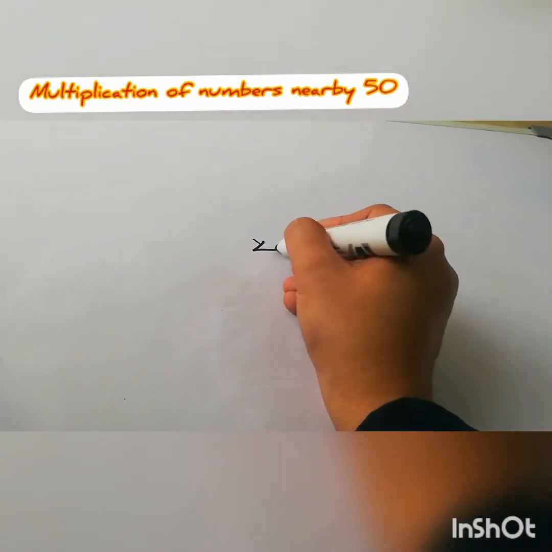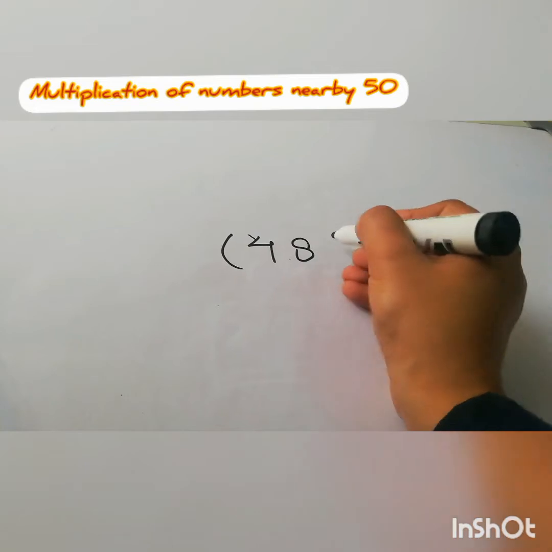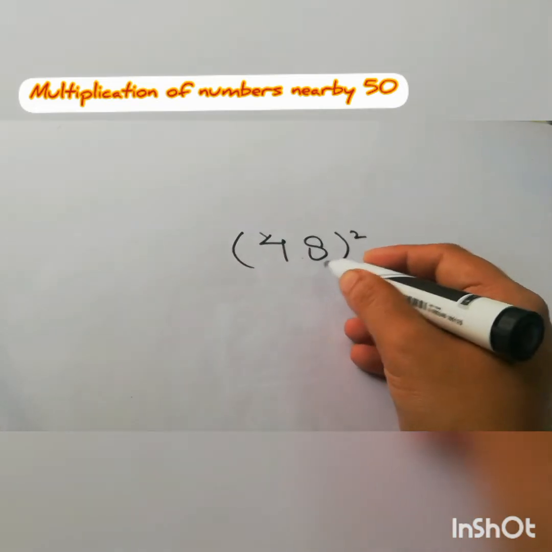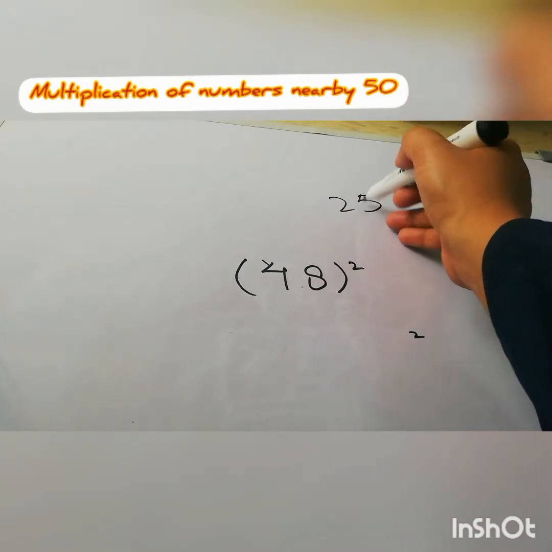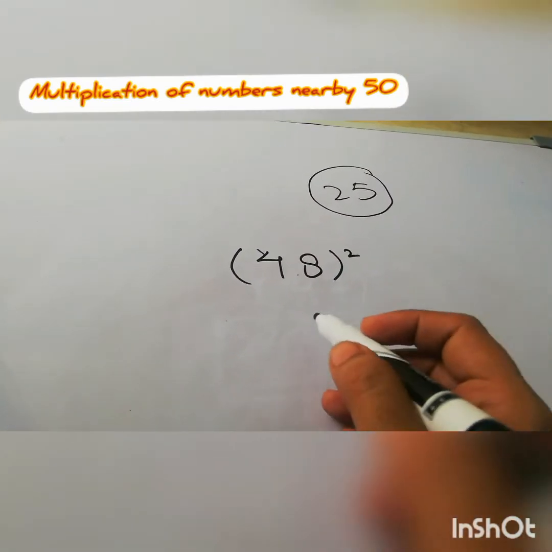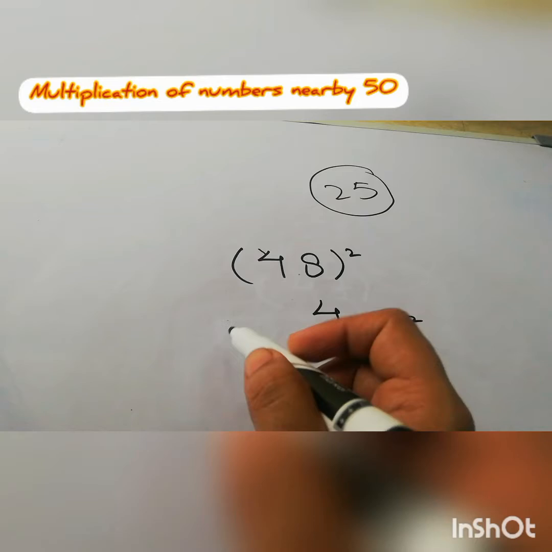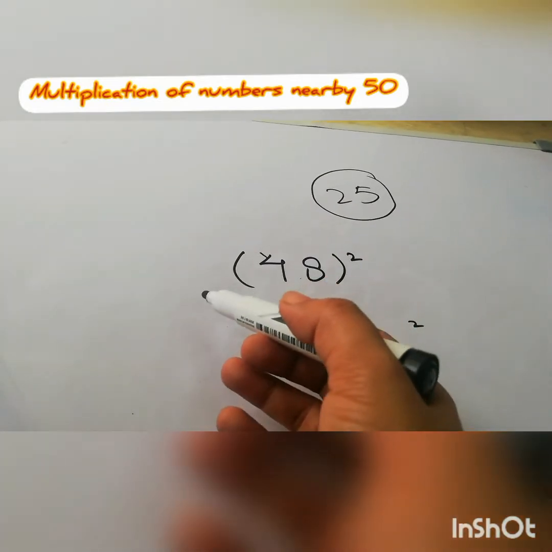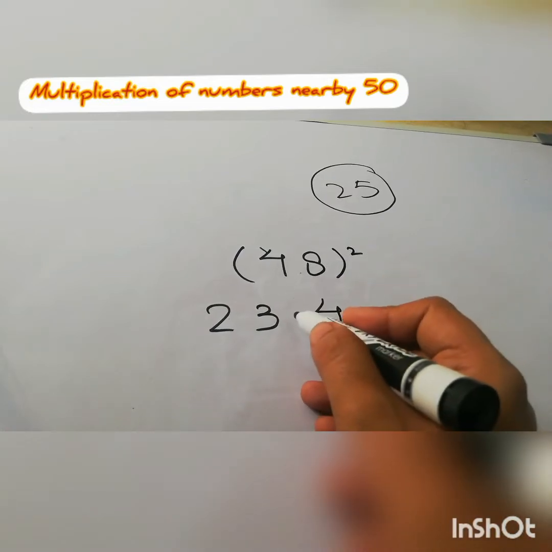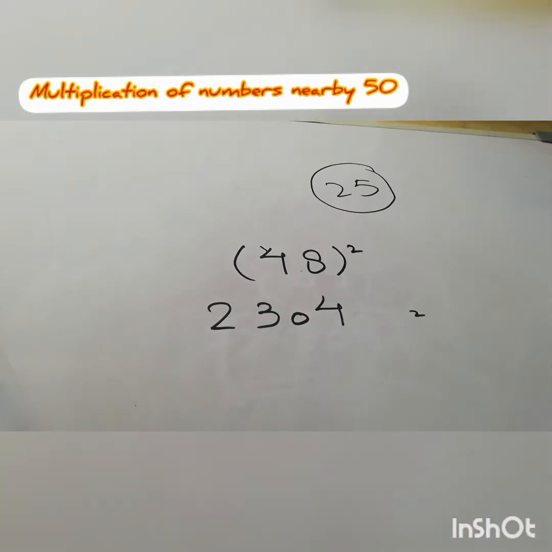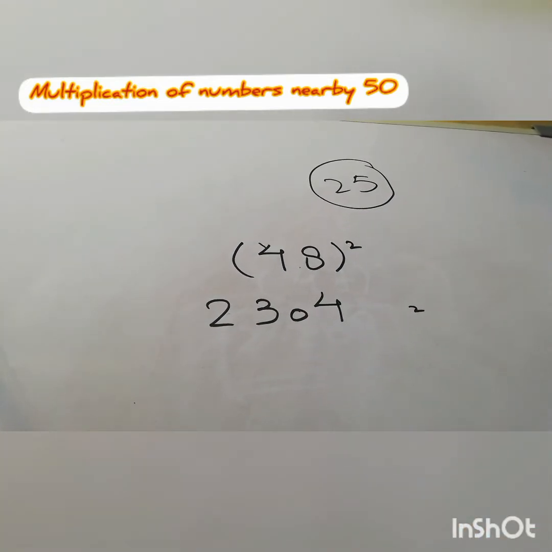Let us apply the same trick on number 48. You see that 48 is 2 less than 50 and 25 is already fixed in your mind. What I will do, I will write the square of 2 which is 4 and after subtracting 2 from 25, I get 23 which is the answer of square of 48.